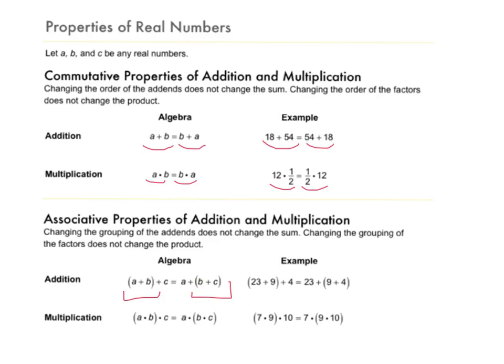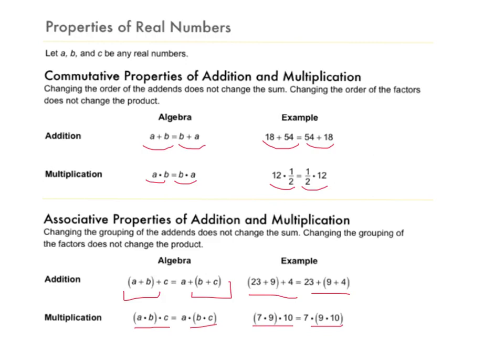In the numerical example here, we would take 23 plus 9 first, and then we would take 9 plus 4 in the second one. These are going to equal the same thing though. So this side equals the same as this side. Same thing with multiplication. If we have A times B first, it's going to equal the same as if we take B times C first. And same thing over here, a numerical example: 7 times 9 first is going to be the same as if we multiply 9 times 10 first and then multiply it by 7.